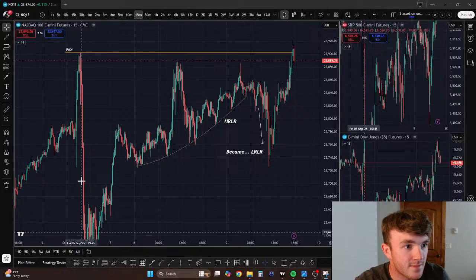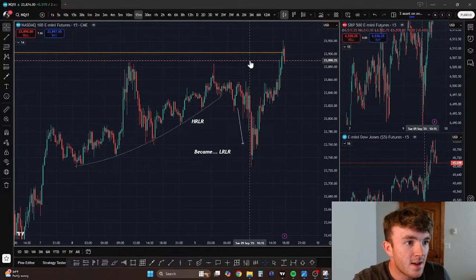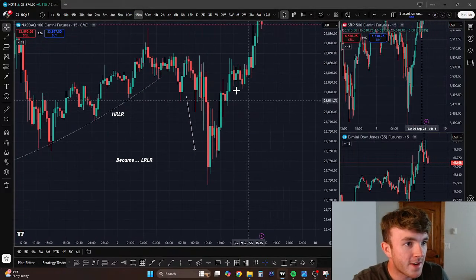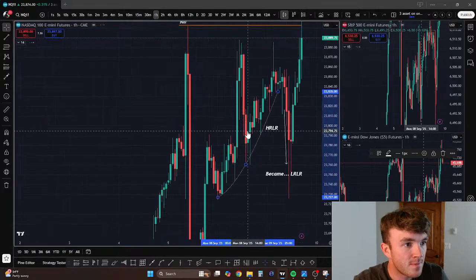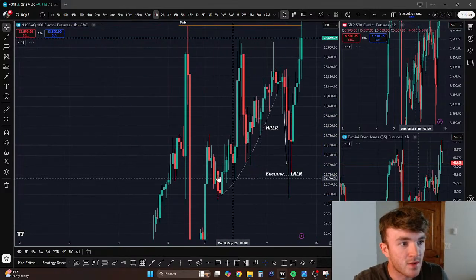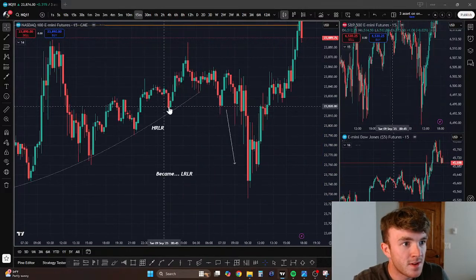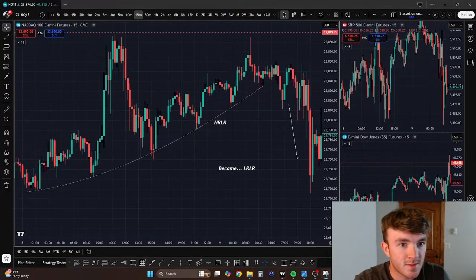And so anyway, high resistance liquidity became low resistance liquidity. Bang. See how that happened? We ended up breaking structure here, right? I didn't think this was an obvious break of structure personally. And on the hourly, it was not a break of structure, but maybe you could consider this a break of structure.